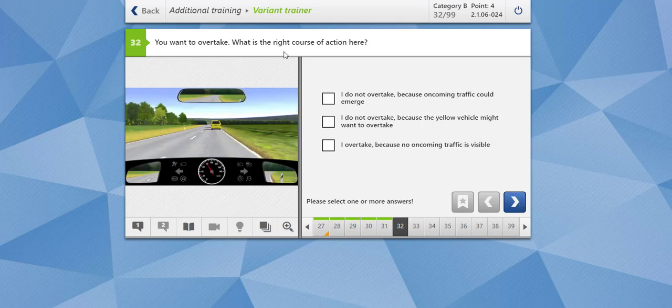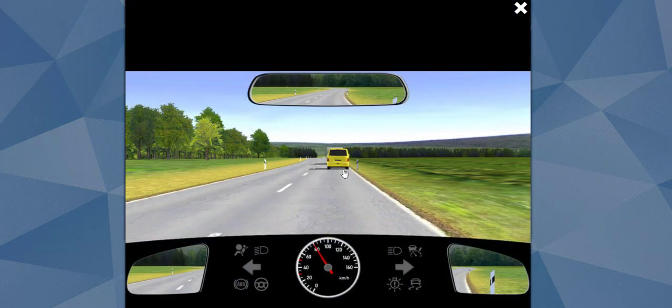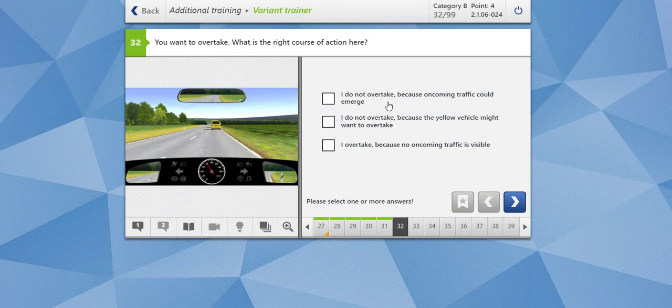You want to overtake. What is the right course of action here? Now we want to overtake. If we see, this is the yellow car, and in front of the yellow car, there is another vehicle which is moving slowly. That's why this yellow car is also moving slowly, and we want to overtake. I do not overtake because oncoming traffic could emerge. This option is the correct one. I do not overtake because the yellow vehicle might want to overtake. This option is correct.